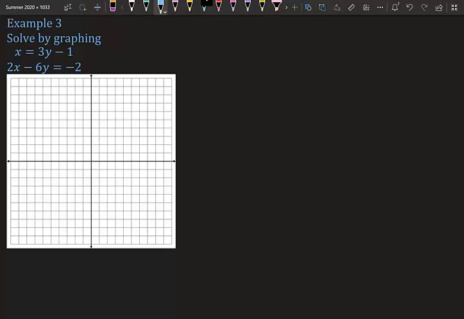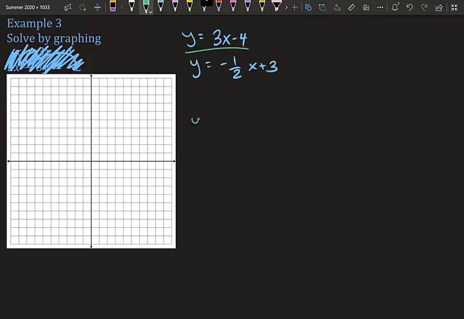All right, example 3. We're going to switch this. I want to make it something just better for us, something I like more. So we have y equals 3x minus 4, and then we have y equals negative 1/2 x plus 3. So the first thing we're going to do is separate them. So we have our first one of 3x minus 4. We have our second one of negative 1/2 x plus 3. Now what I want you to do is pause this video and try it on your own. You will get a perfect answer. So go ahead, pause it, try it.